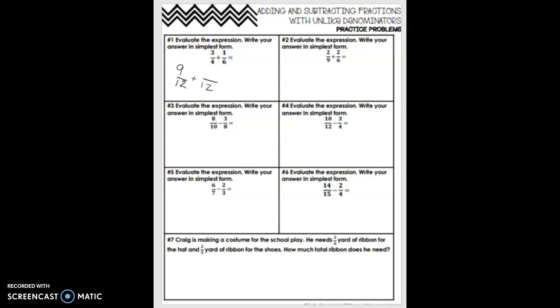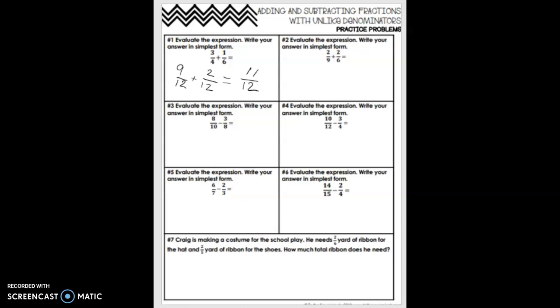6 times 2 is 12. So I'm going to take the numerator of 1 times 2 to get a 2. My denominators stay the same, and I add the numerators. 9 plus 2 is 11. 11 twelfths. 11 twelfths does not have any common factors between 11 and 12, so it is in simplest form.